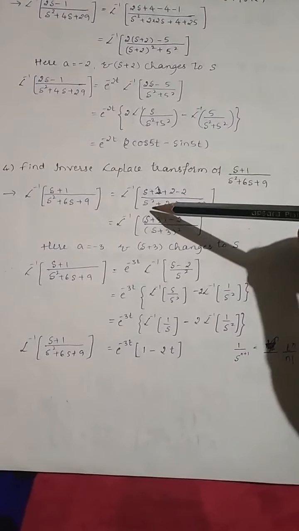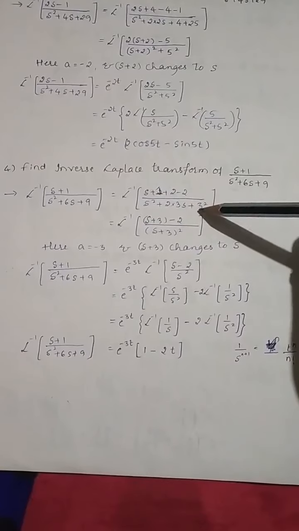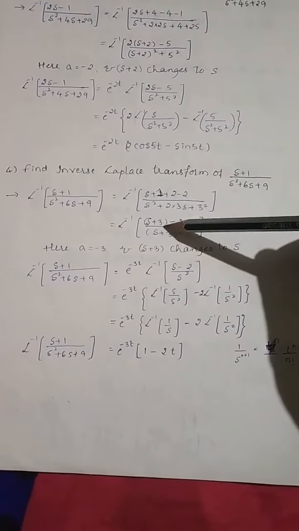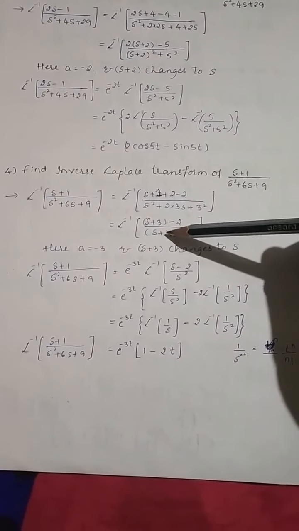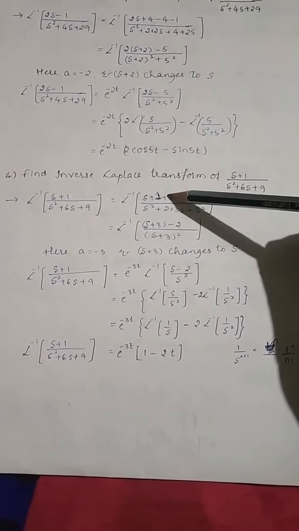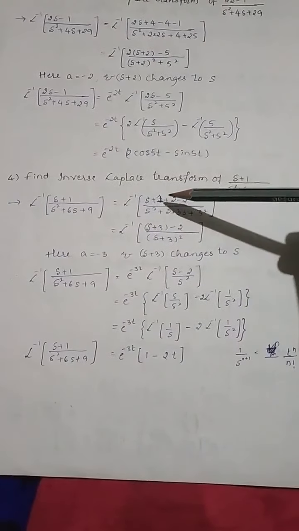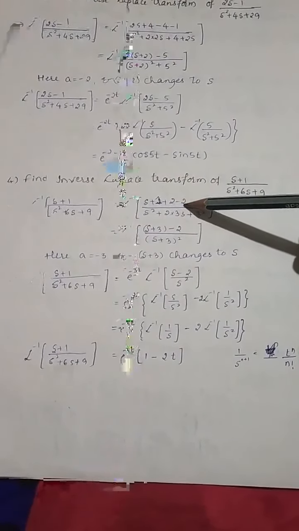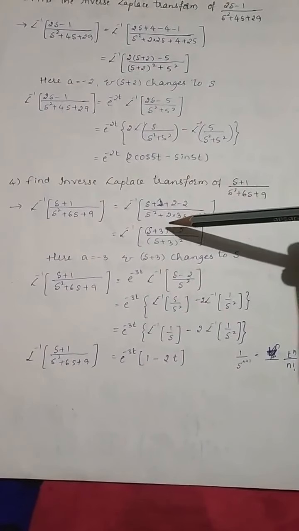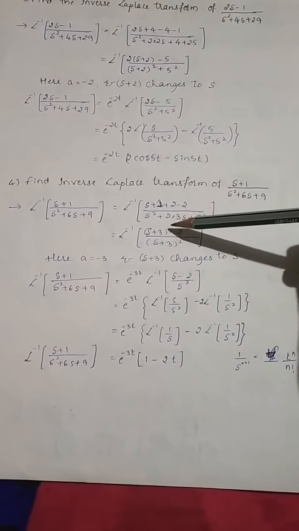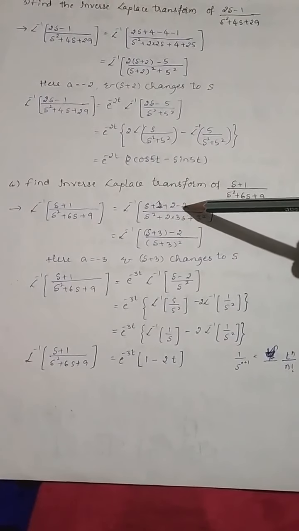Just rewriting that one, s square plus 2 into 3 into s plus 9, I just wrote as 3 square. Now this term makes (s plus 3) whole square. That means here we have got the s minus a term. The same term I want in the numerator. In the numerator we have s plus 1. For the numerator I am adding 2 and subtracting 2. 1 plus 2 is 3, that is s plus 3. To get s plus 3 I just added 2 and subtracted 2.